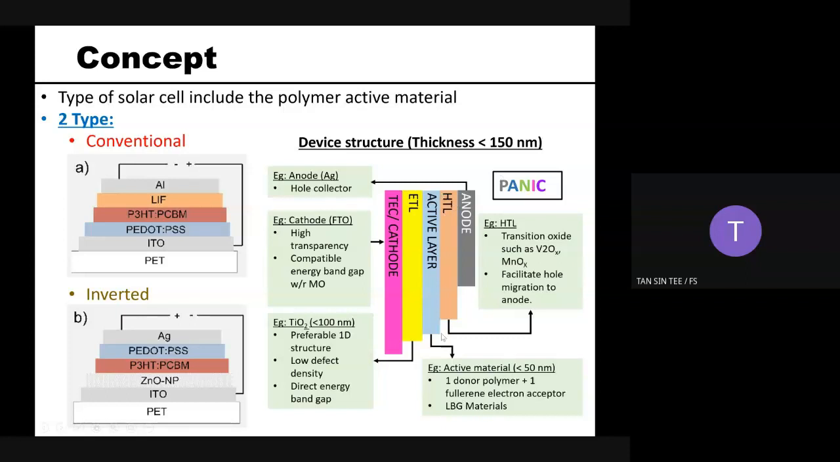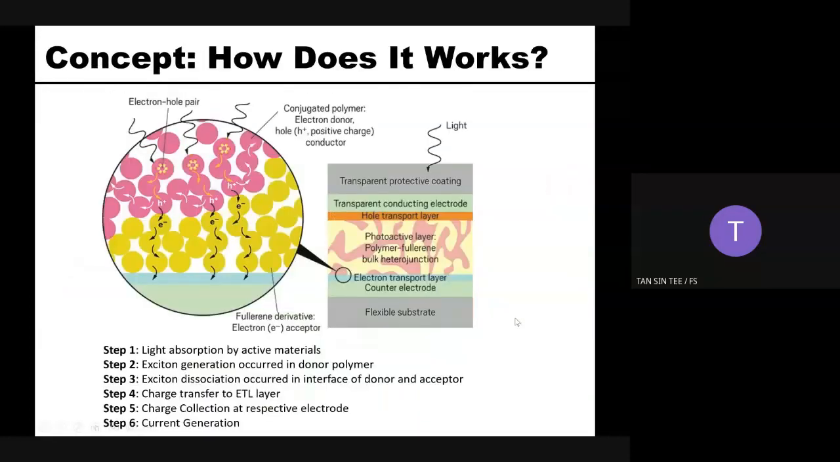The HTL here stands for the hole transporting layer. The hole transporting layer is always used to facilitate the hole migration to the anode part. So this is some of the concepts that appear in the organic solar cell.